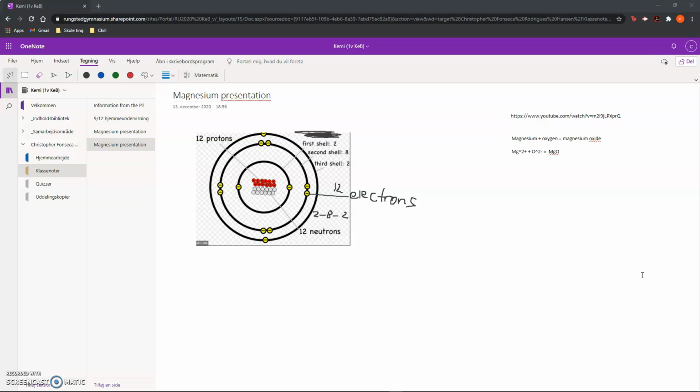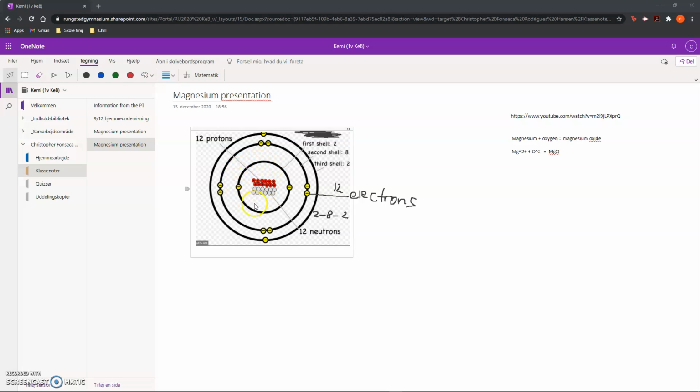So magnesium is a chemical element which is number 12 on the periodic table. Magnesium has an atomic mass of 24. As you can see right here, we've got the shell model for magnesium. It has 12 protons and 12 neutrons.